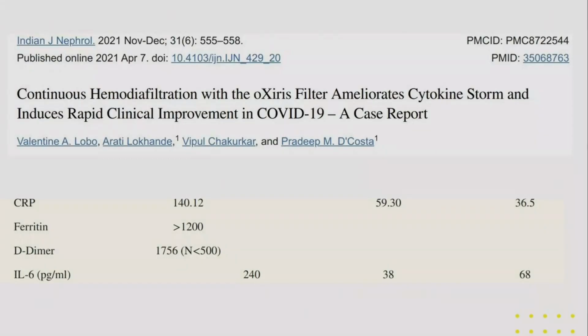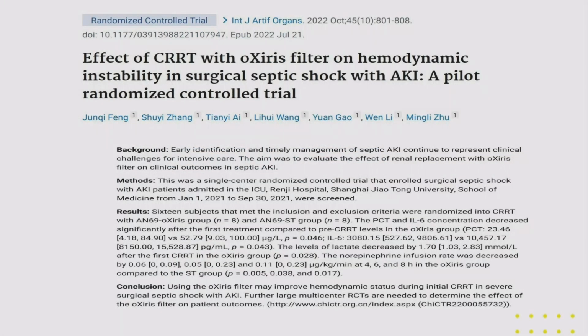And these are familiar names for you, Dr. Lobo sir, Dr. Vipul, and it was demonstrated that the CRP, ferritin and D-dimers went down. This was a randomized control trial. So up till now, most of the literature is talking about case series and retrospective data analysis, but this is a randomized control trial, which showed that surgical septic shock did better than medical septic shock. So it had an edge when we are using it in surgical ICUs.